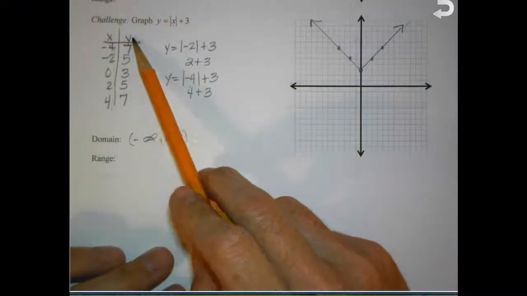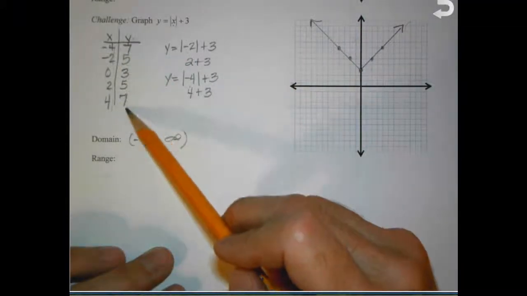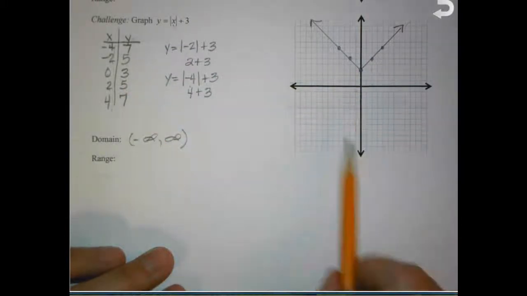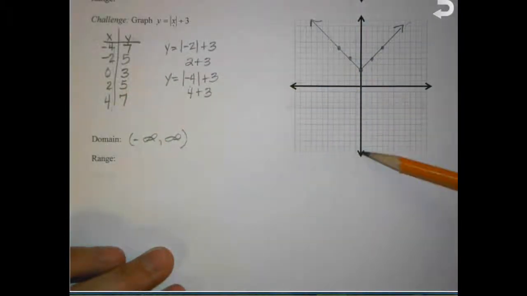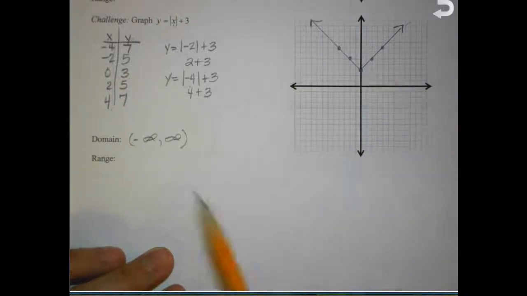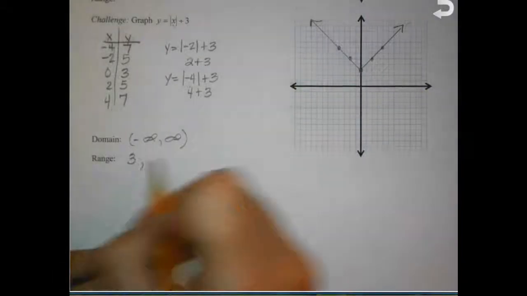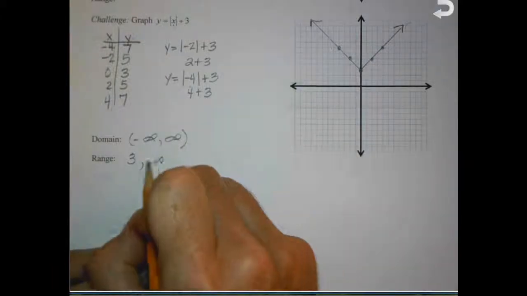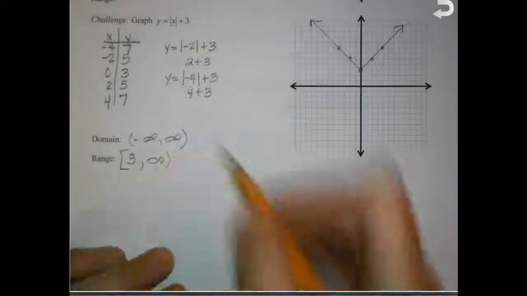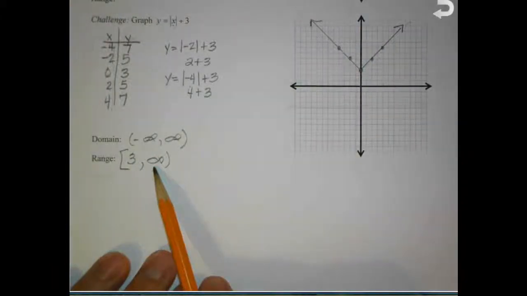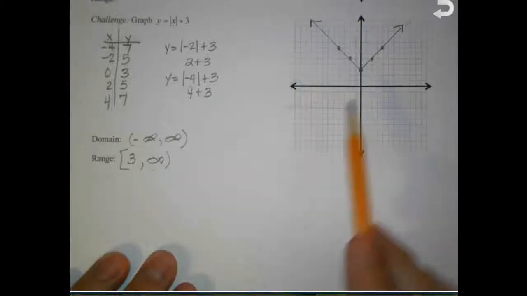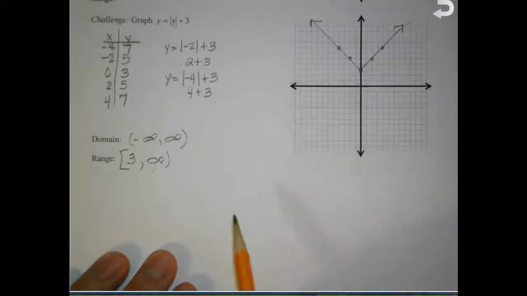And for my y, look at my values. And then come to the graph and look from negative infinity, nothing, nothing, nothing, until I get to a positive 3, all the way up to positive infinity, and that 3 is part of my graph. So there's my range. It goes from 3 on up.